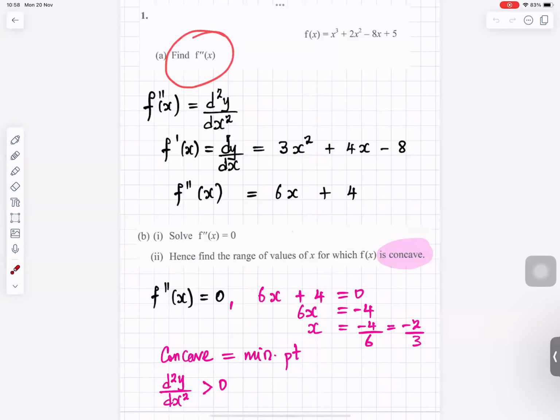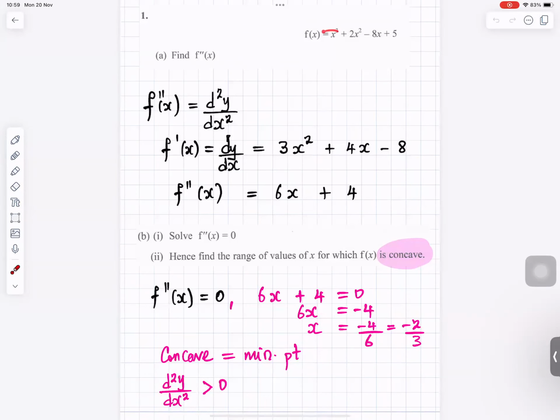Find f double dash of x. That means you differentiate it twice. You say d squared y over dx squared. So you differentiate the first time. When you differentiate, you multiply by the power and subtract 1 from the power. Two things: multiply by the power and subtract 1 from the power.